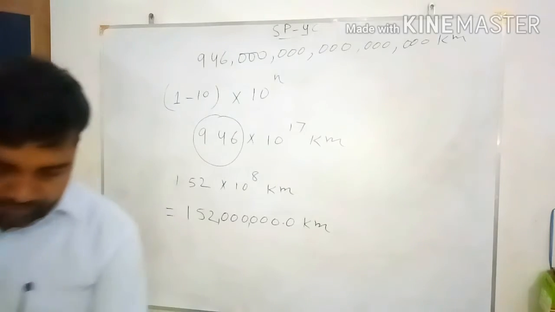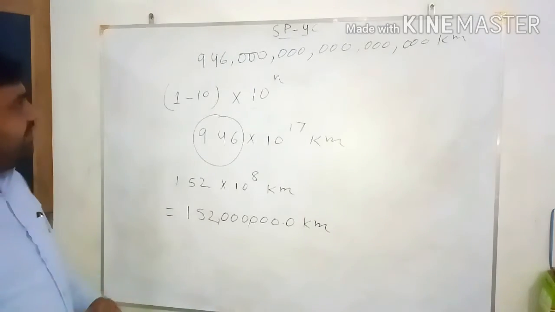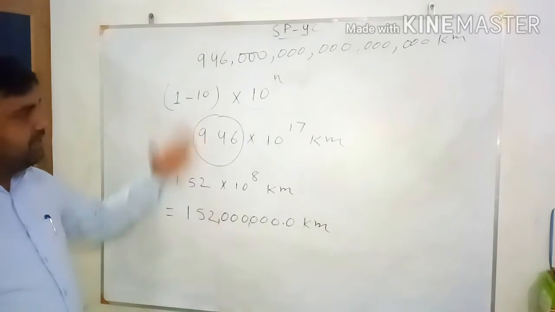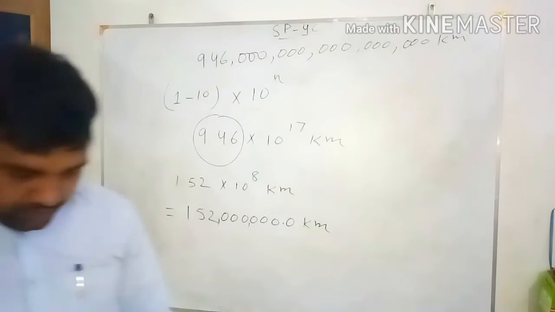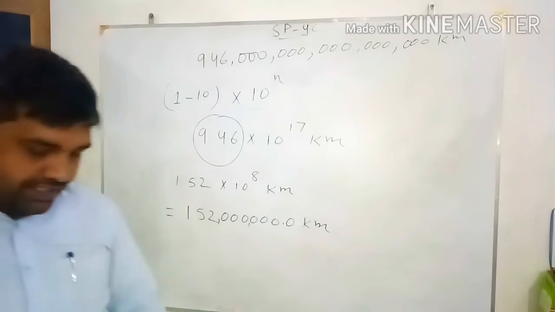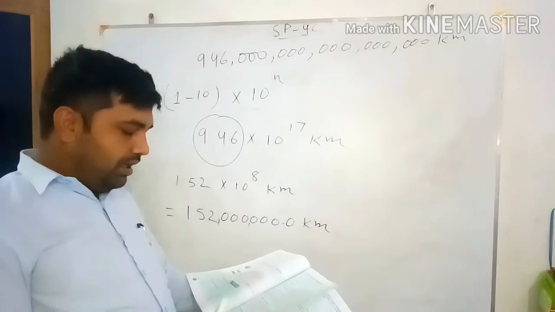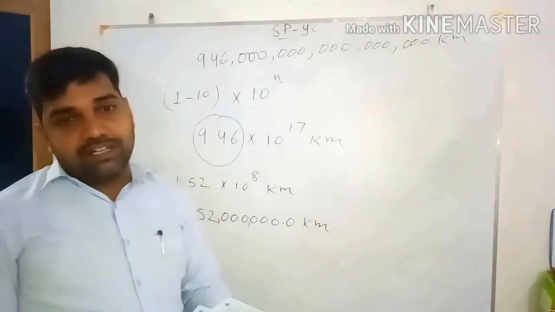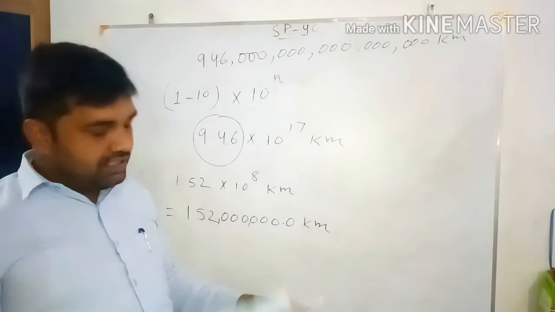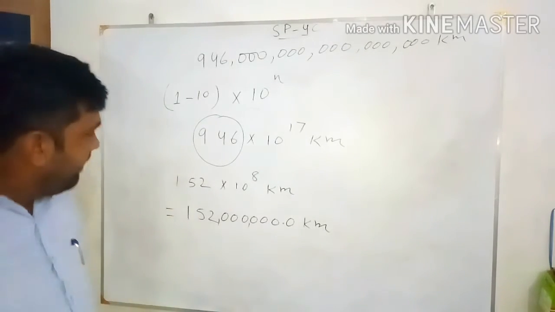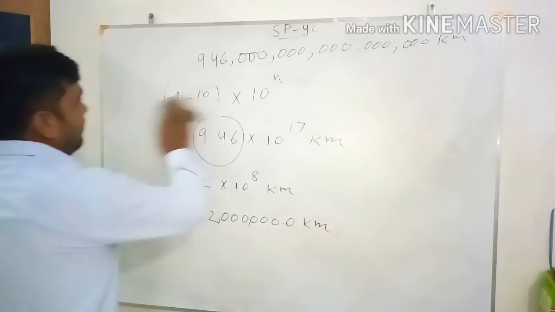Okay, that is the standard form. Means the scientific notation can be written in the standard form, and the standard form can be expressed in the scientific notation. So large distances are measured in light years. A light year is a distance traveled by light in 1 year. The distance traveled by the light in 1 year is called the light year. Now we move to the next topic.